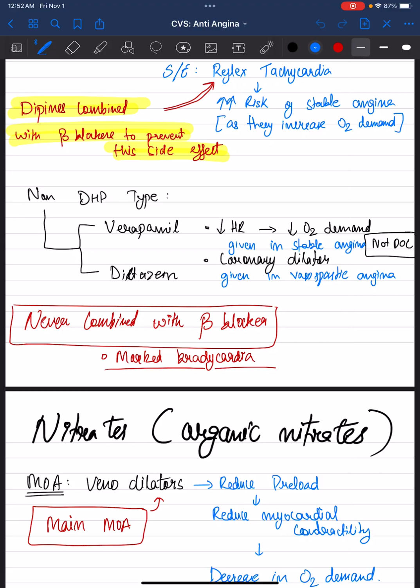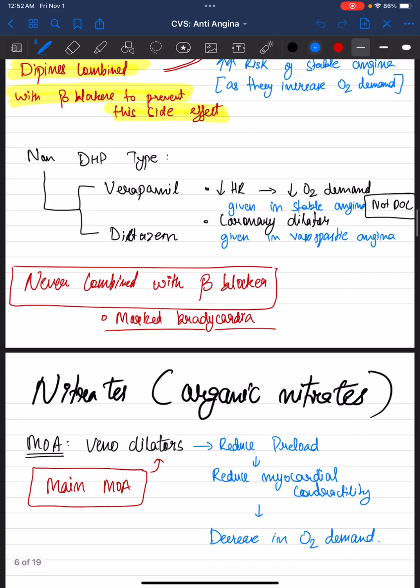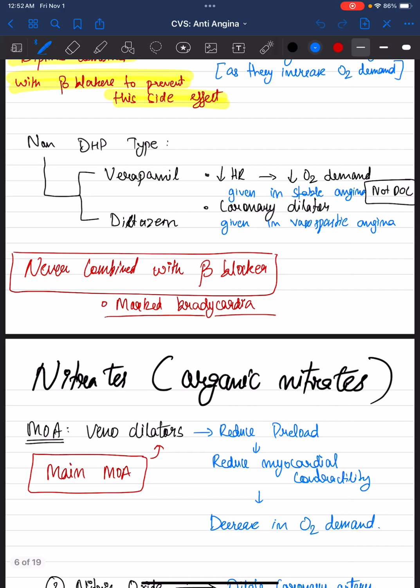But non-DHP type of calcium channel blockers are never to be combined with beta blockers, because, as we see now, non-DHP type of calcium channel blockers decrease the heart rate and beta blockers also decrease the heart rate, so the effects will be compounded and there will be a marked bradycardia in the patient. So that is why non-DHP type of calcium channel blockers like verapamil and diltiazem are never given with beta blockers. So the beta blockers are the drugs that end with lol.